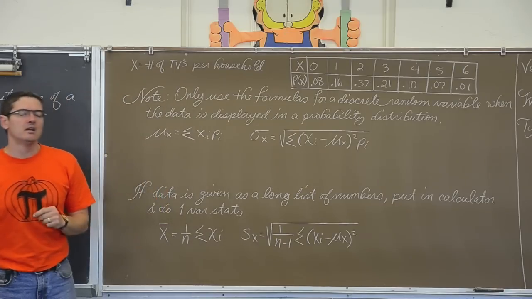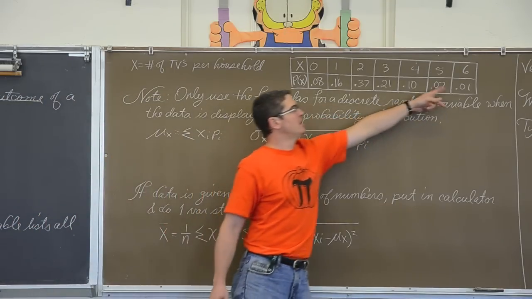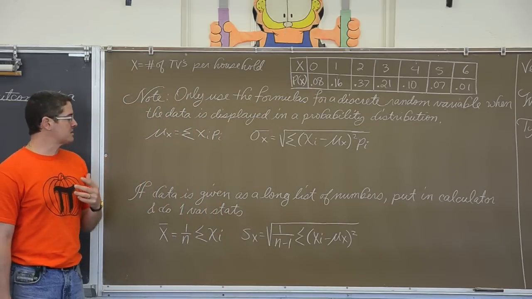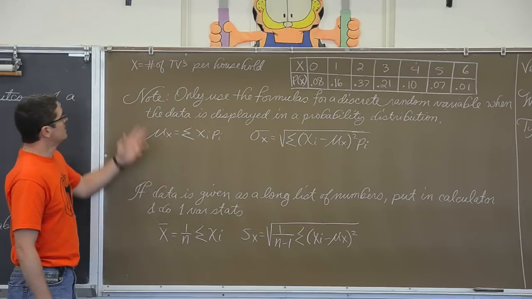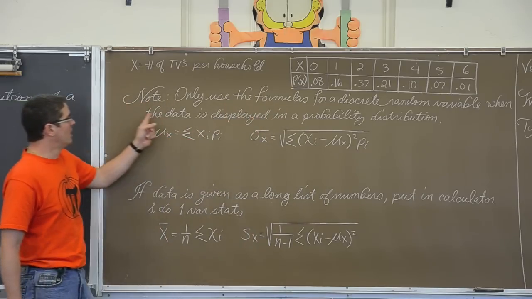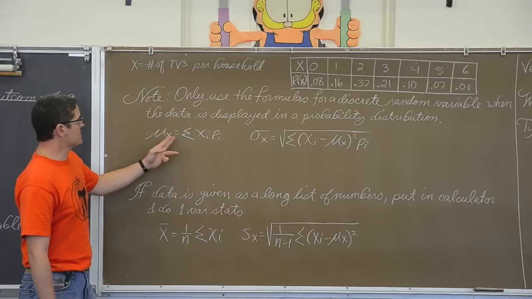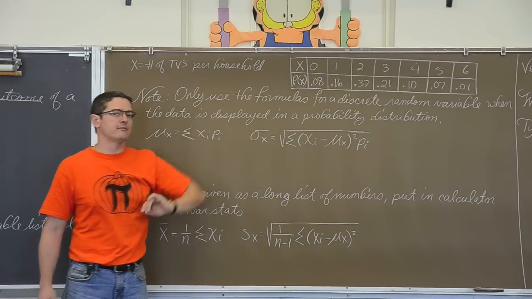For this to be valid, those do need to add up to 1, and indeed they will. So here I've got a PDF, a nicely organized set of data representing a discrete random variable. Note, only use the formulas for a discrete random variable when the data is displayed in a probability distribution. And these are the formulas for finding the mean and the standard deviation of a discrete random variable.